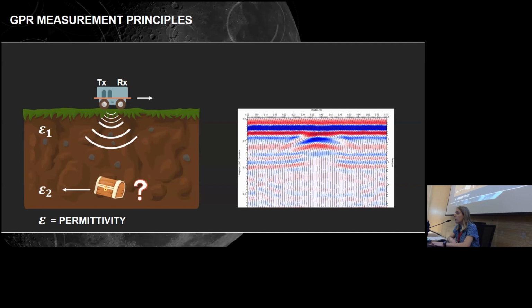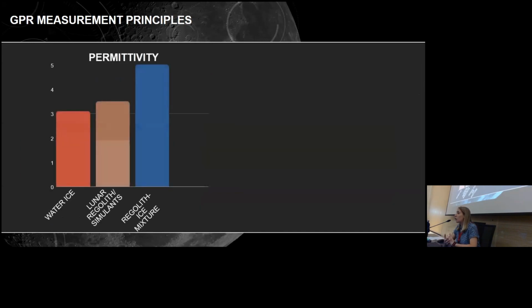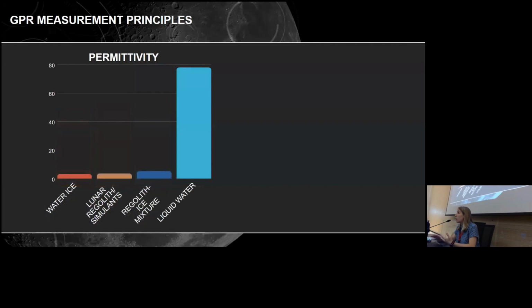So we have to keep in mind for subsequent discussion that strong electromagnetic contrast is produced by very strong contrast in permittivity. And so related to the water ice detection on the moon, here I report the permittivity values of materials involved in water ice detection. And as you can see here, the permittivity of water ice, lunar regolith and simulant as well, and regolith ice mixtures present very similar values of permittivity. And this fact is also very well highlighted when I add to this plot the permittivity of liquid water, which is around 80 on the vertical scale.